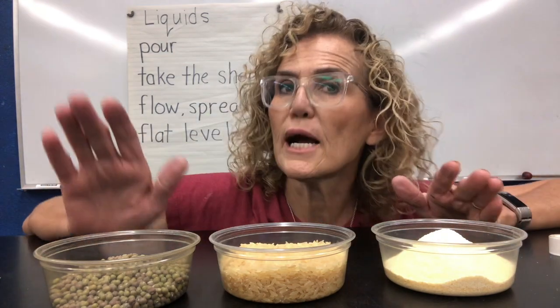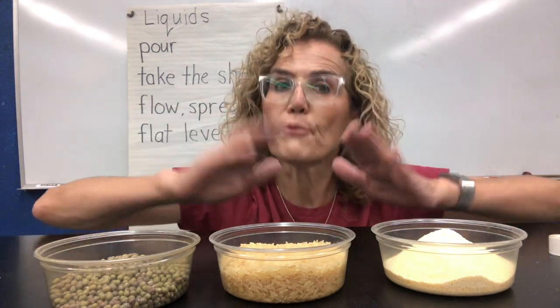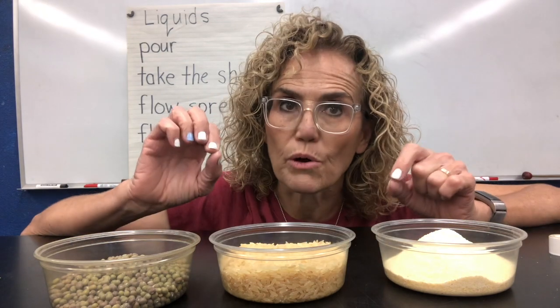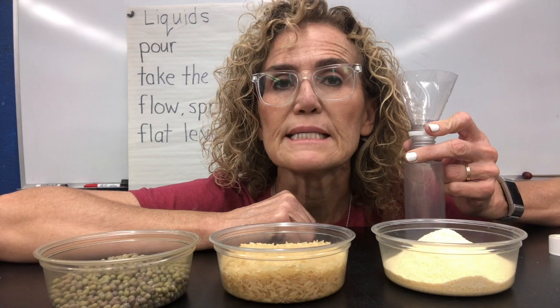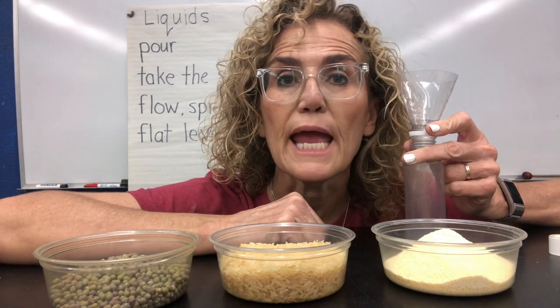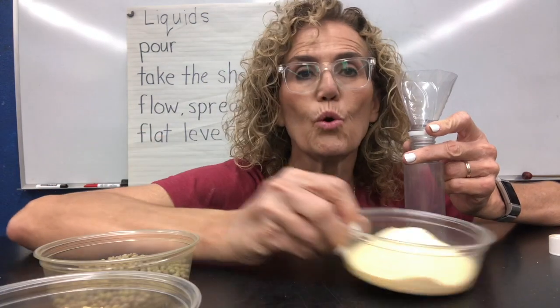So I don't want us to talk about what they are yet, but a property of liquid is that it pours. And these things just pour. The next thing I want to test is whether they take the shape of their container. So I'm going to start with the cornmeal.